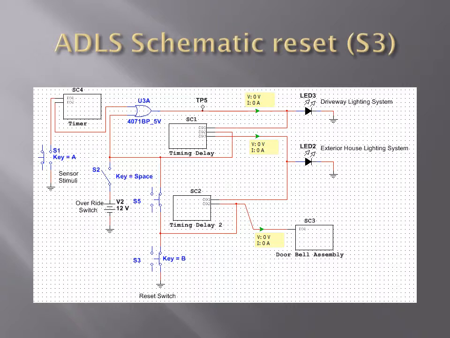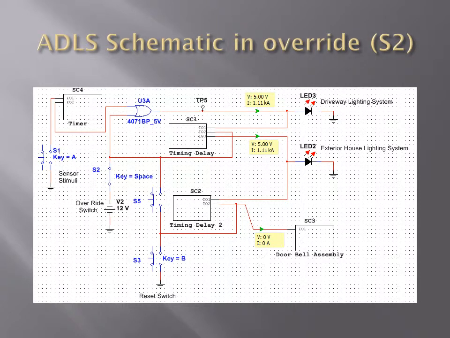In the simulation, to reset, we simply press B on the keyboard to reset the timer and the values for the system. To override the system and have the lighting system always on, we press the space bar on the keyboard to activate S2, and both LEDs 3 and 2 are activated for the home lighting system and the driveway lighting system.